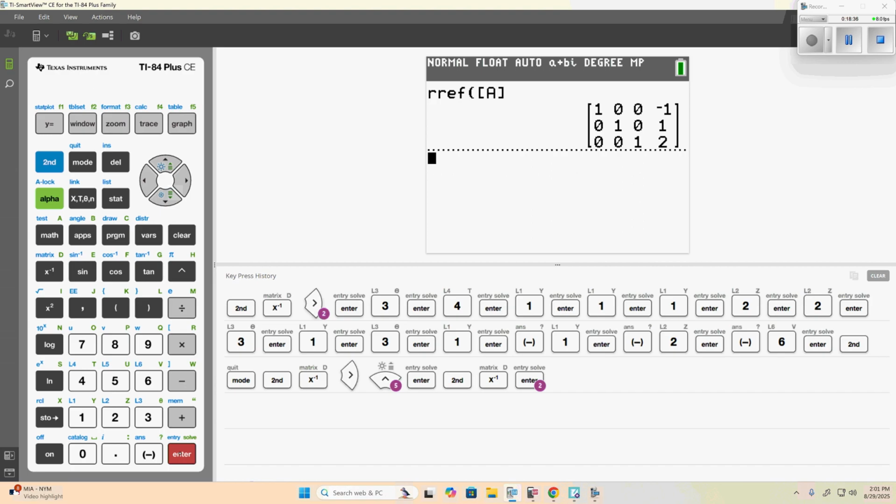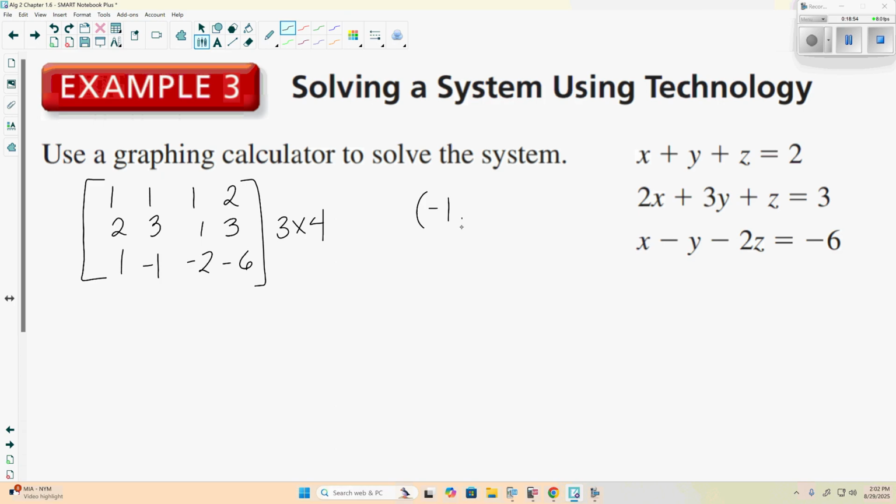We get those exact numbers. So, going top to bottom, in that last column, negative 1, 1, 2, it's telling us that x is negative 1, y is 1, and z is 2. Or that the solution to the system of equations is the point negative 1, 1, 2. That's it. So that last column that you have is the solution. X is on top, y is in the middle, z is on bottom.